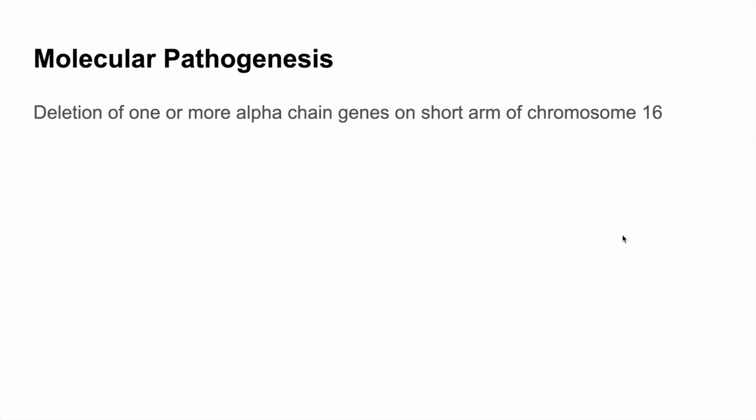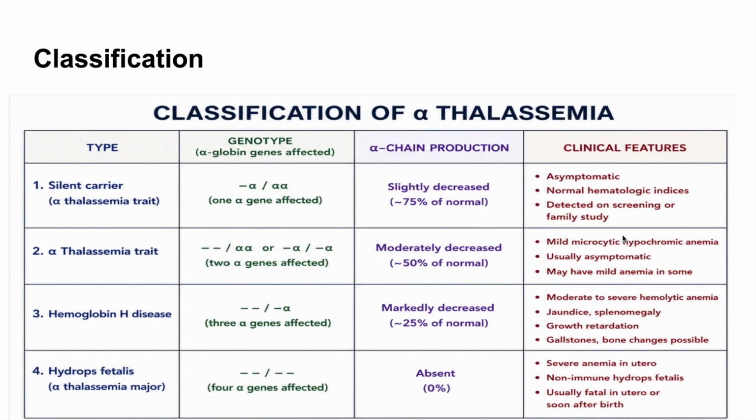What is the molecular pathogenesis? There is deletion of the genes on chromosome number 16. So this is a deletion which is taking place here. There it was a point mutation. Now going to the classification, you have 4 types. One is the carrier, then trait, then you have HbH disease, and then hydrops fetalis, which is the most severe form. HbH is also severe but less severe, and the first two are almost asymptomatic.